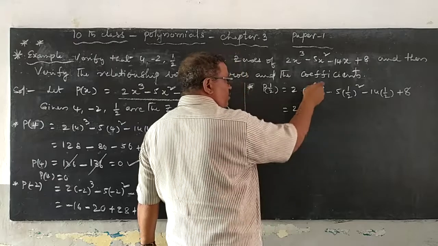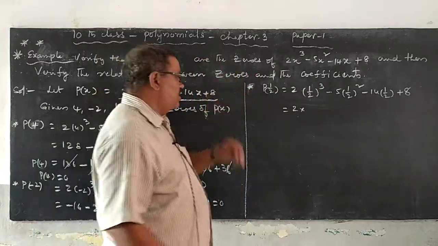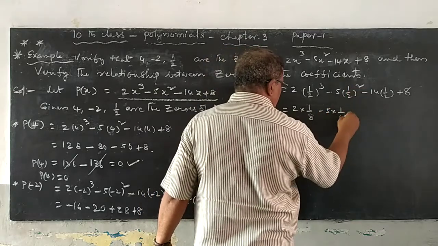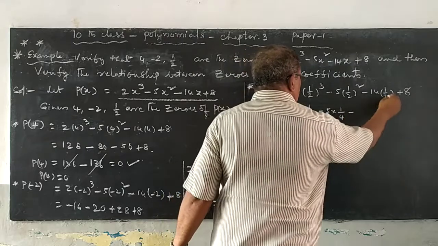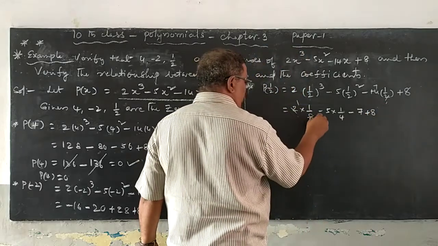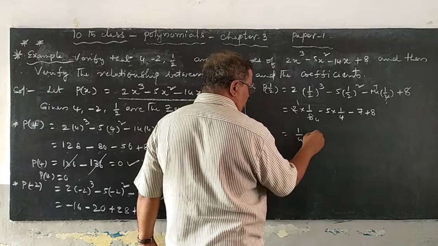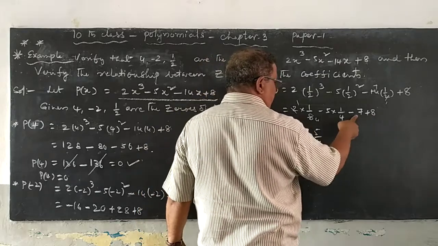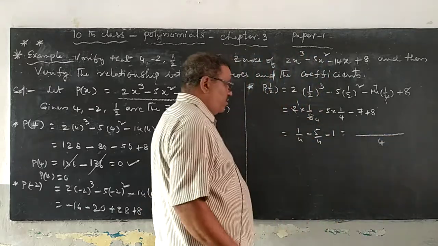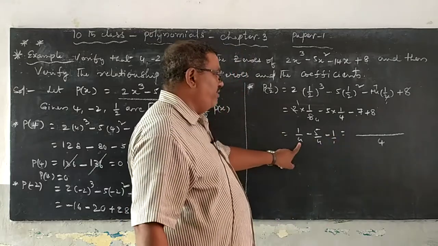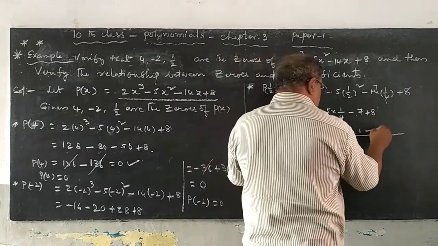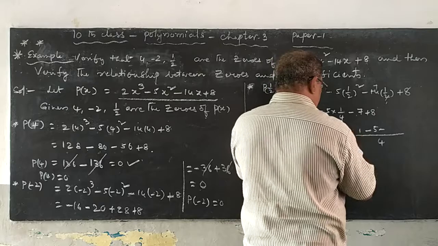2 into 1 by 2 whole cube, 1 by 2 into 1 by 2 into 1 by 2, that is 1 by 8 minus 5 into 1 by 2 whole square, that is 1 by 4. 2 ones are 2, 2 sevens are 14, minus 7 plus 8. 1 by 4 minus 5 by 4 plus 8 minus 7, that is plus 1. Take LCM for this, the LCM is 4. So here denominator is 1: 4 dividing one time, 1 into 1, 1; 4 dividing one time, 1 into minus 5, minus 5; 1 dividing 4 times, 4 into 1, 4.